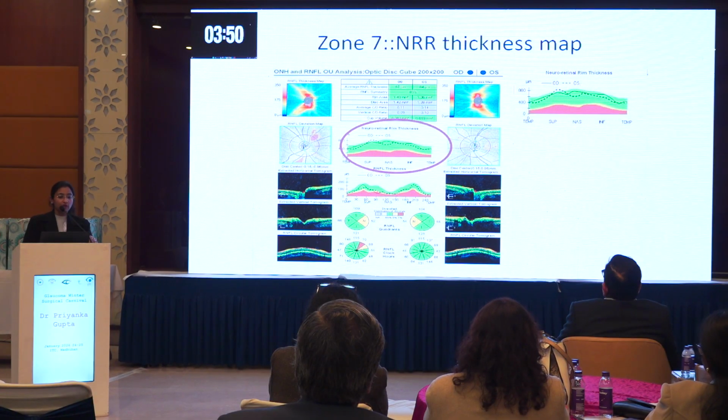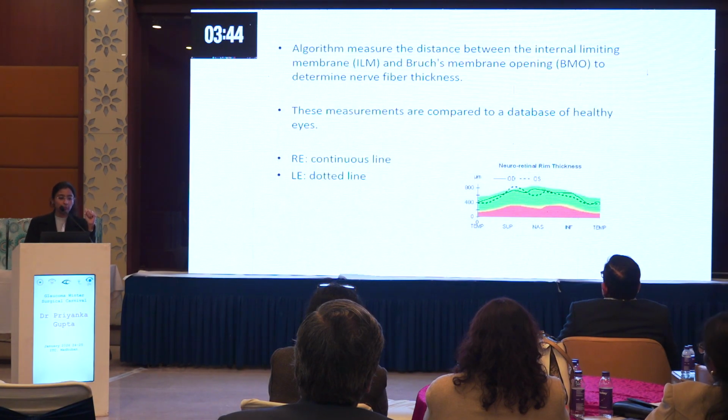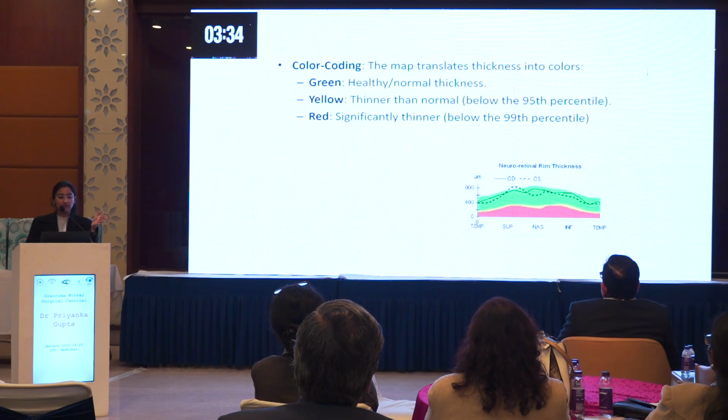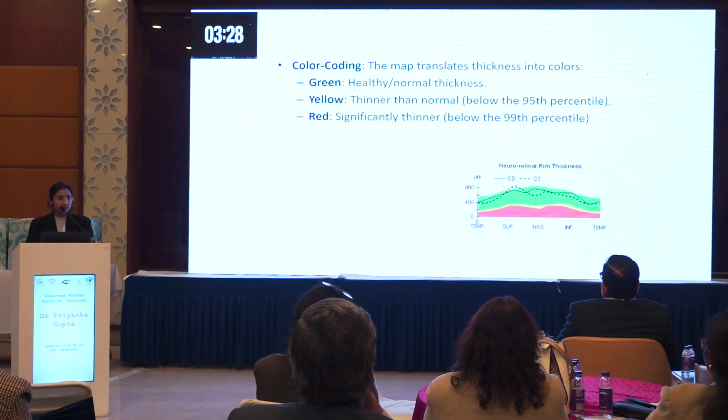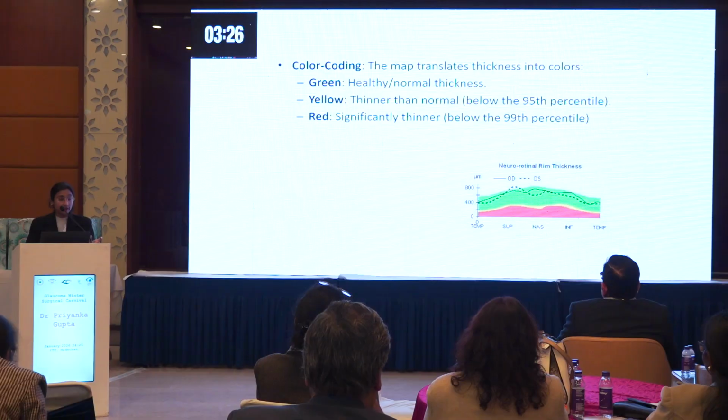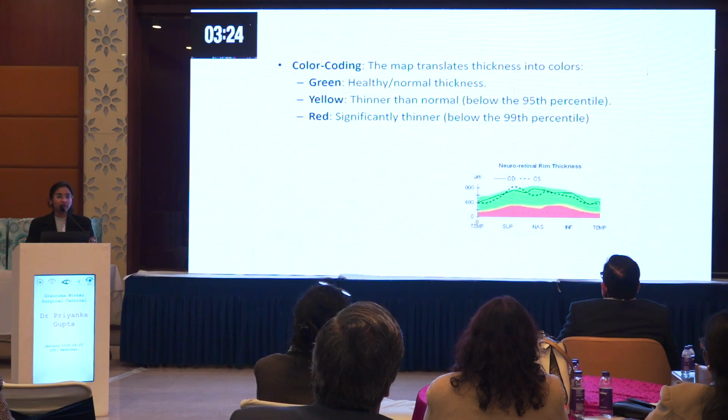Next zone is the neuroretinal rim thickness map. That is the area between your disc and the cup, the neuroretinal rims. Now here by convention, the right eye is continuous and the left eye is in the form of a dotted line. And it again compares the thickness, and it flashes in which color zone it is coming. If it's in the green zone, it's normal. If it's in the yellow, it's a suspicious NRR. And if it comes in the red zone, there is definite loss of the NRR.